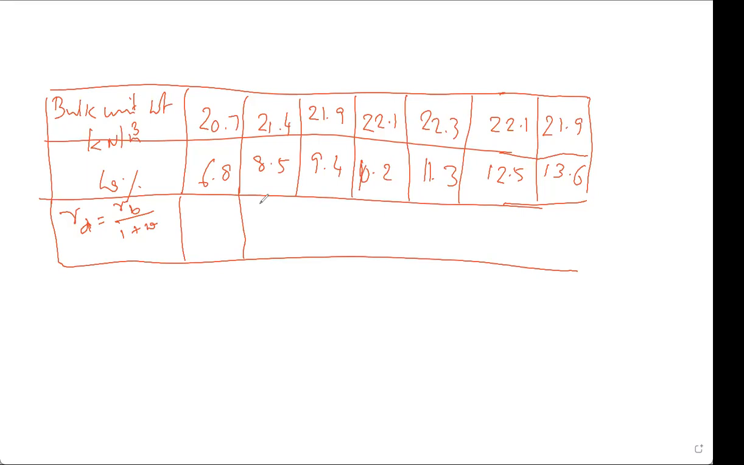I'll tell you the first calculation. Gamma dry is equal to 20.7 divided by 1 plus 6.8 divided by 100. 6.8 divided by 100 is 0.068. That you should calculate. If you do that, how much are you going to get? It is, I think, 19.38. Yes or no?